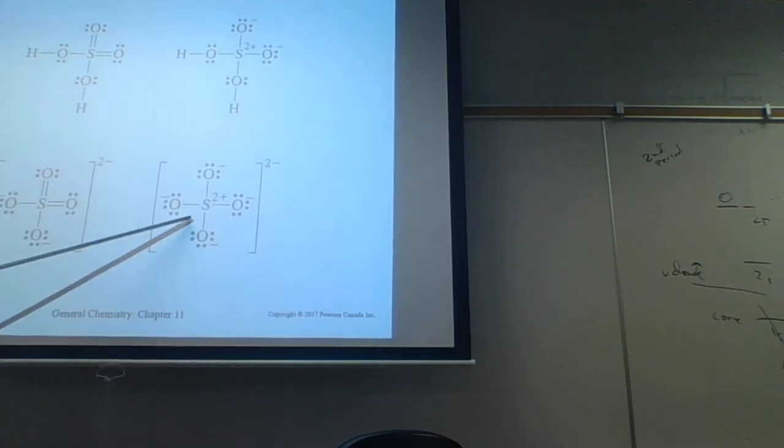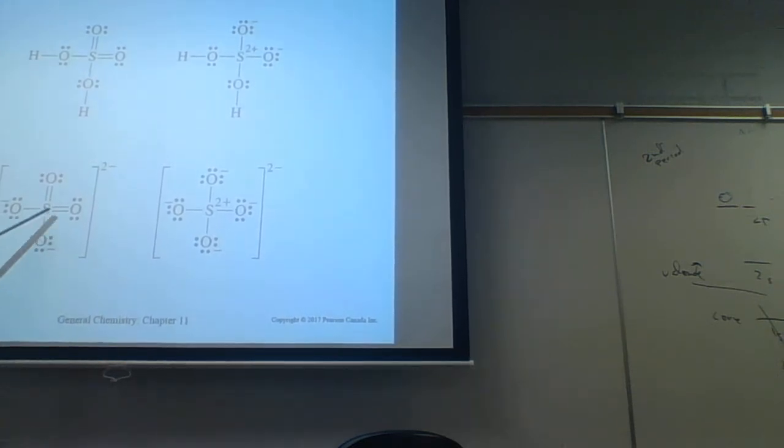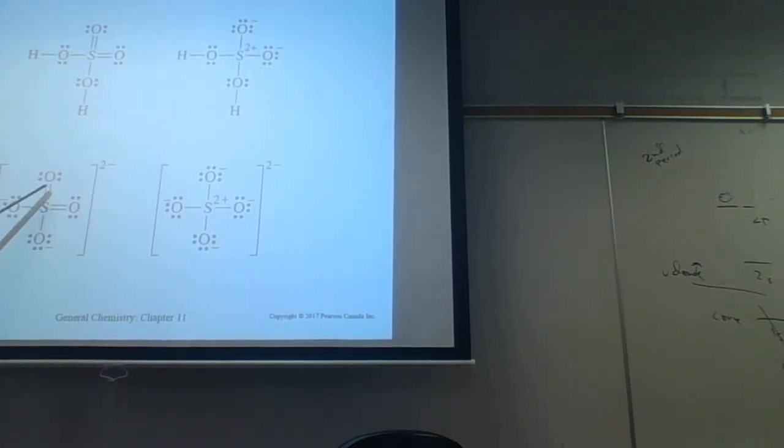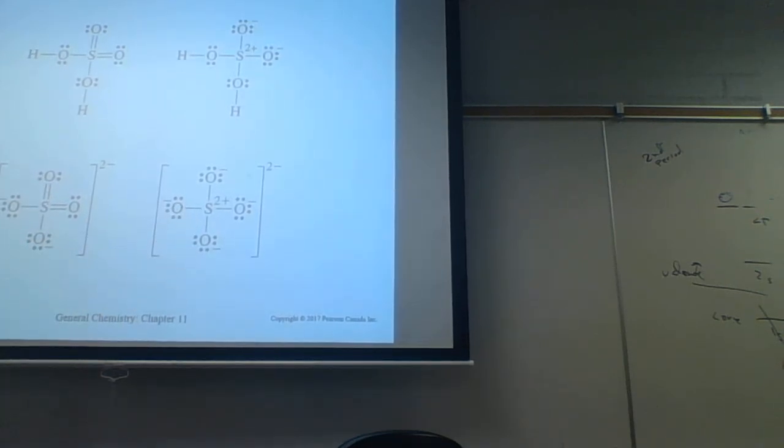This is going from ionic to expanded octet. So here we have 2 unhybridized d orbitals participating. Here we have 0 d orbitals participating. It's sulfate. End of chapter.